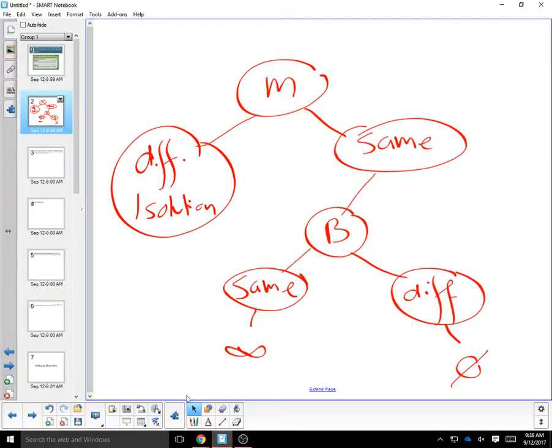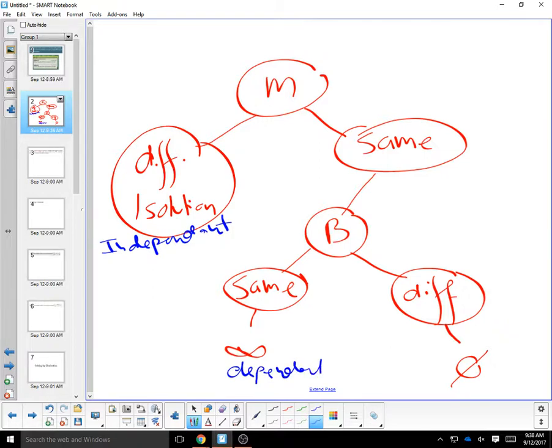Here, let's go back to this flow chart. If you have one solution, what was the one solution, guys? Dependent or independent? Independent. If it had infinite solutions, it's called dependent. And if there's no solutions, inconsistent. Okay? All right.